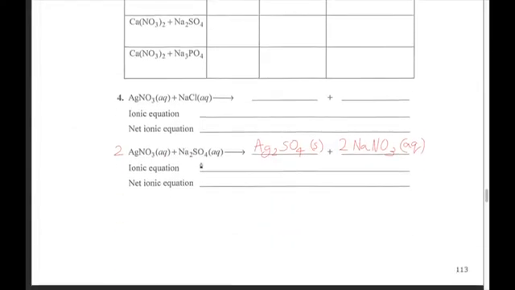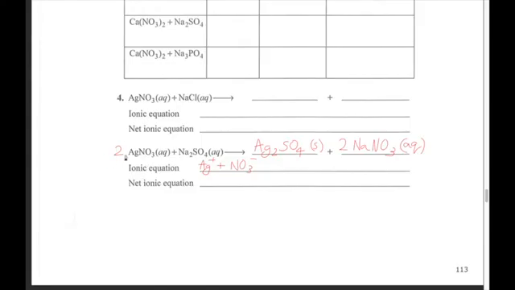So let's write that over here. We have Ag+ and NO3-. These are going to be aqueous. Just to save some space, I'm not going to write out the state symbols for anything that's aqueous, just to save some room here.